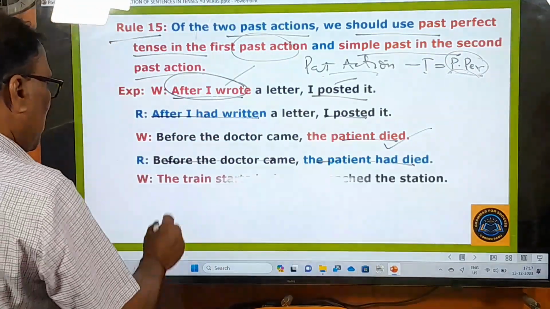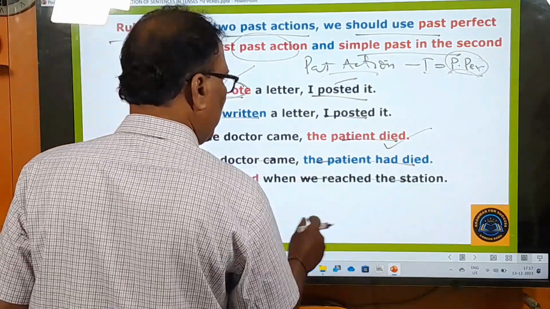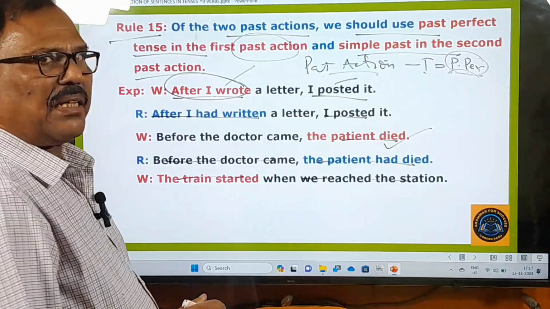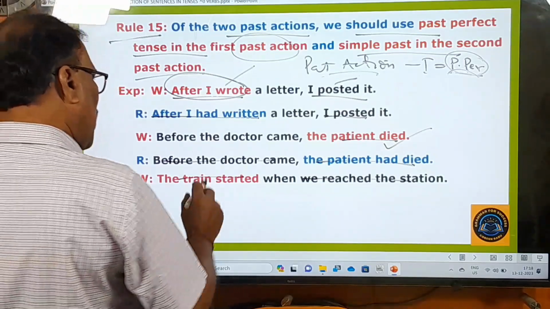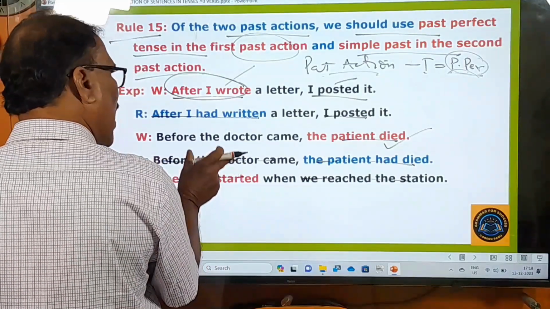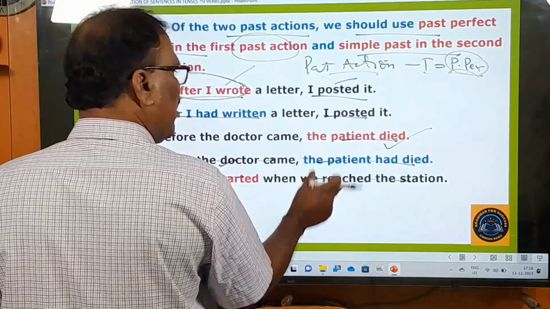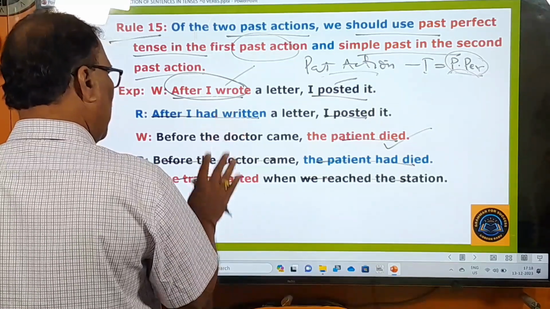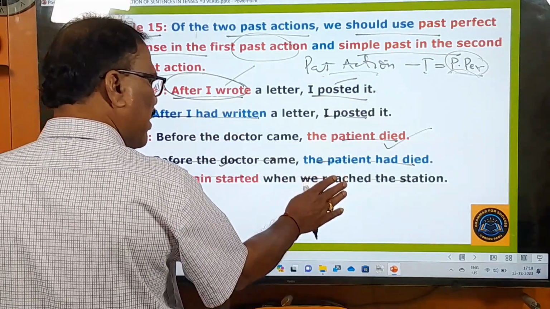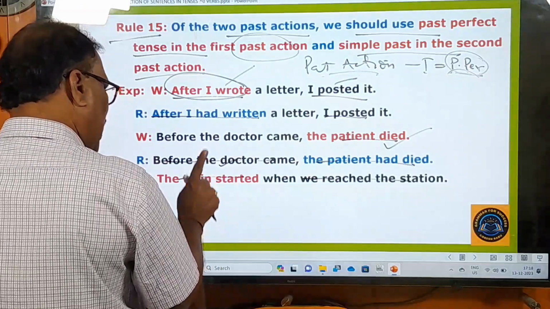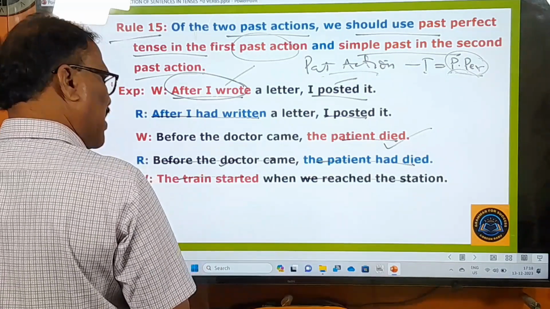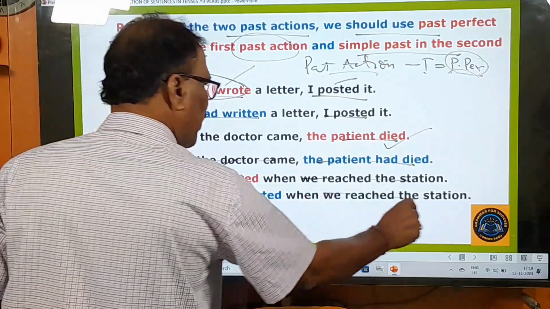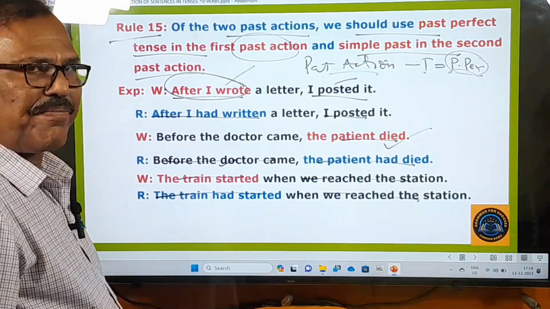Right. And then comes, the train started when we reached the station. We reached the station and the train started. Which action happened earlier, the reaching or the starting? So the starting of the train only happened first and then we reached it. When we reached the station, the train started. This action happened first and this action happened later. So first past action, therefore this should be put in the past perfect tense, right? And that's why the train had started when we reached the station, right?